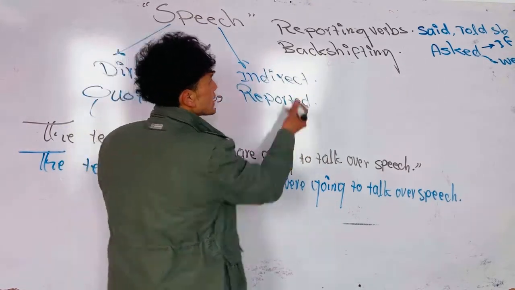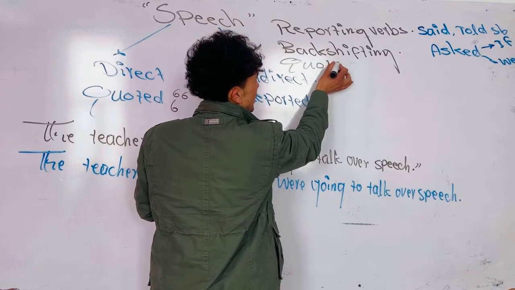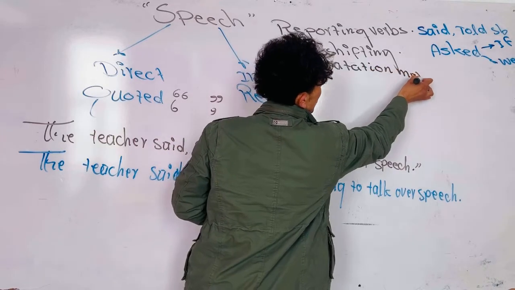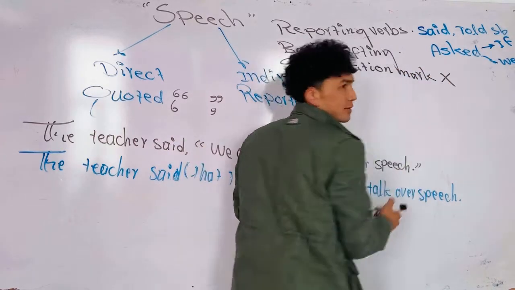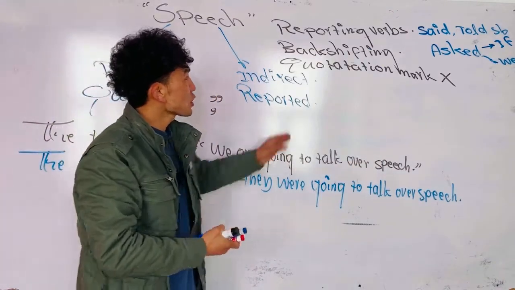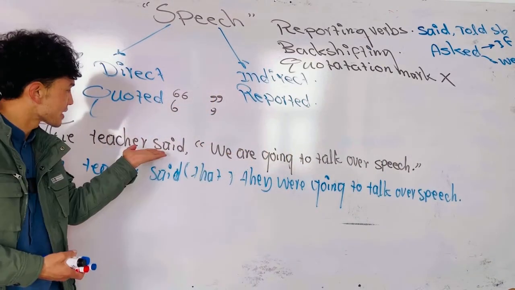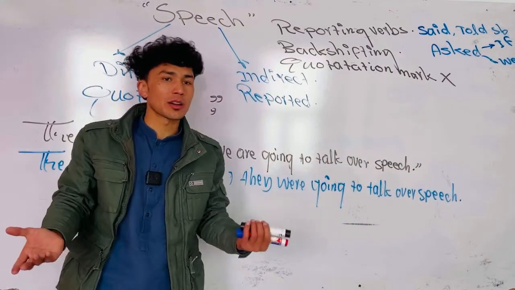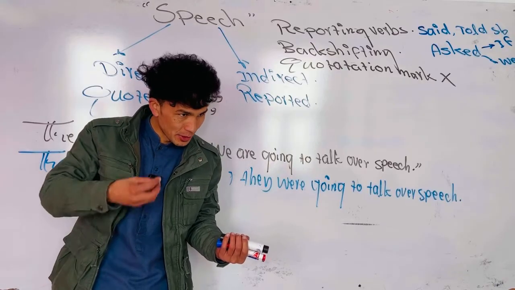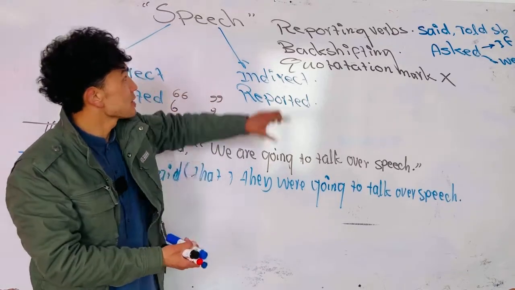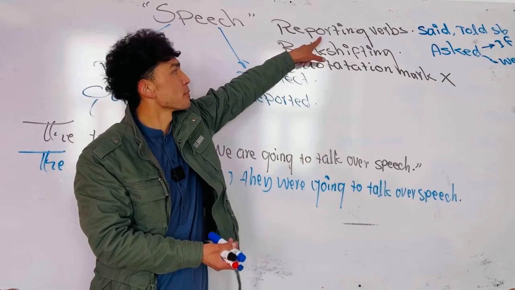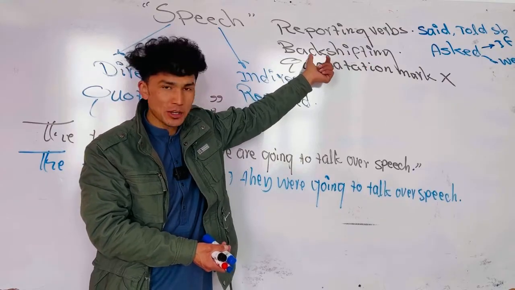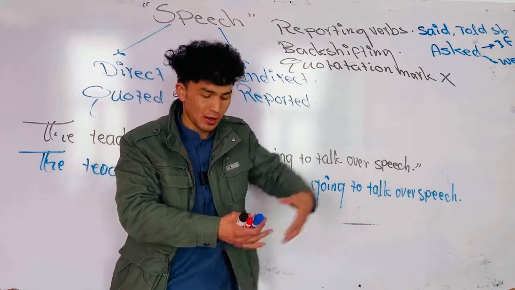The third thing we need to get familiar with is quotation. Quotation marks should not be used. Understood? Quotation marks should not be used anymore. Look at the sentences. In the first sentence, we do have quotation marks. But in the second sentence, there are no quotation marks anymore. Did you understand? That was okay. These three things should be kept in mind: reporting verbs, said, told somebody, asked; back shifting; and quotation marks should not be used. You know what I mean?